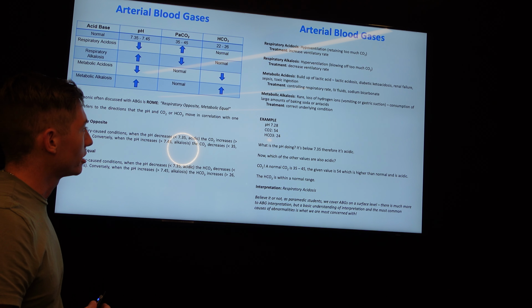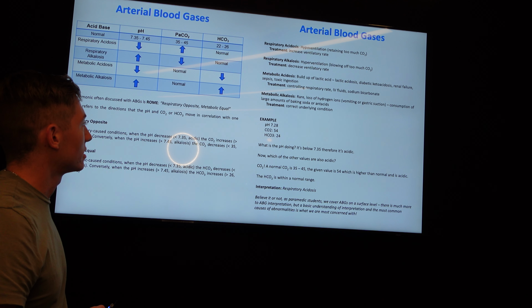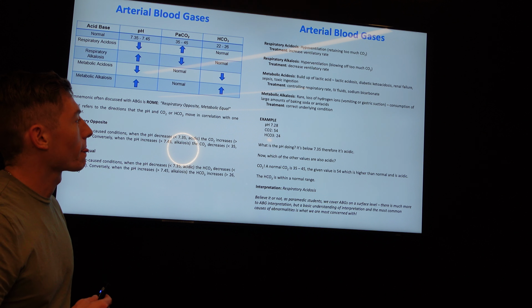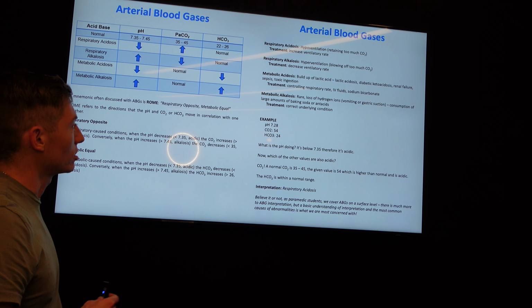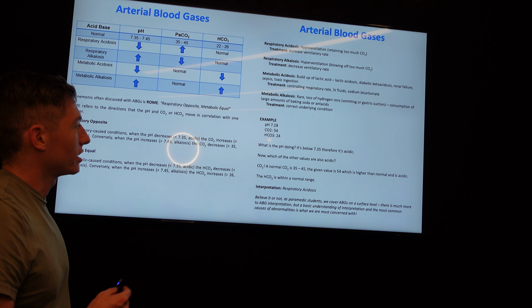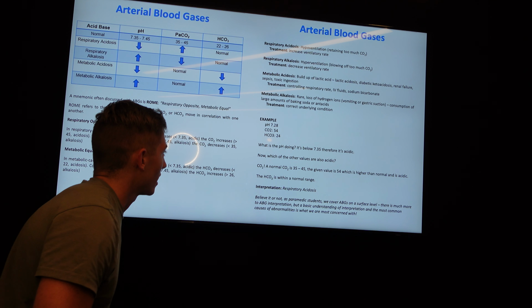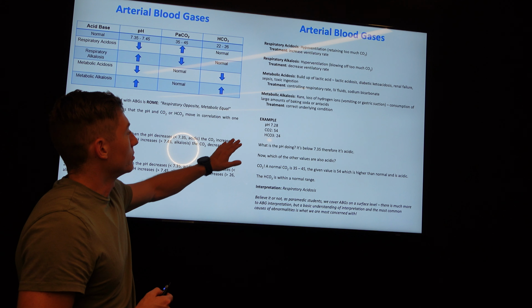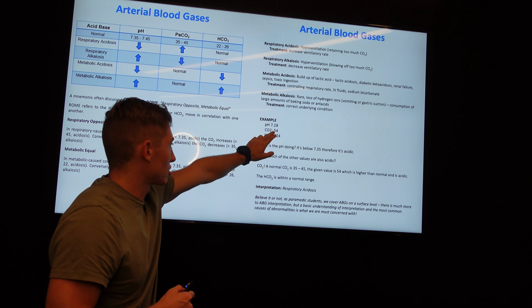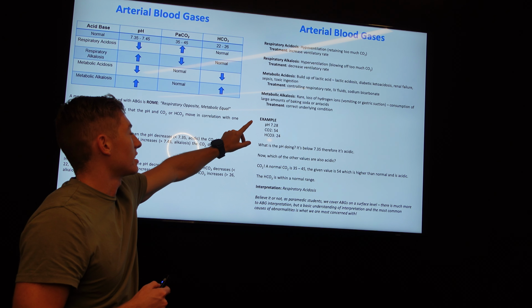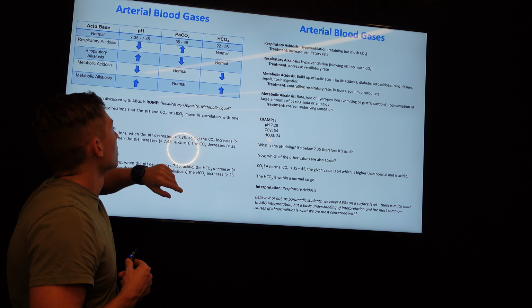So an example would be pH of 7.28, CO2 54, sodium bicarb 24. So what's the pH doing? Well, pH is low, so they are acidic. If it's below 7.35, it's acidic. Now, which of the other values are also acidic? Sodium bicarb is right where it should be because it's not 22 and it's not 26, so it's sitting in the middle. However, the CO2 is definitely acidic.